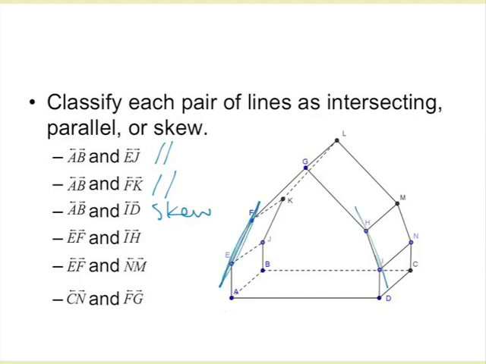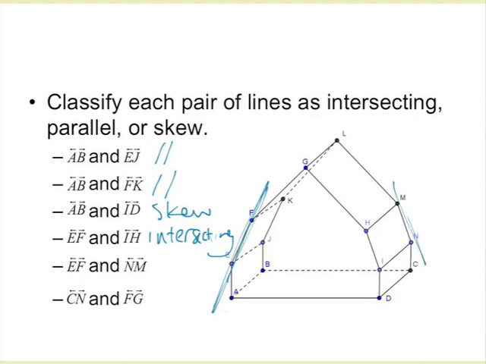EF and IH. Will they intersect? Yes, eventually they will. Remember, lines go on forever, so these are angling in towards each other. They're both on the front of the barn, so eventually they will intersect. There's no symbol for that either. Can we just draw an X? There is not a symbol for intersecting. Just draw an X. Oh, that's perfect.